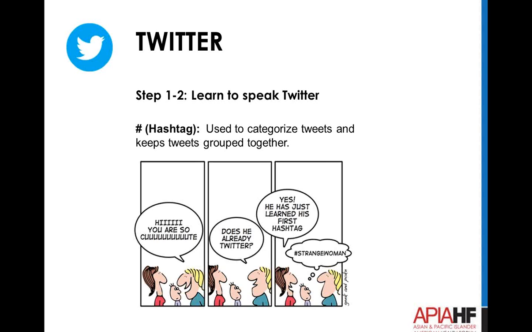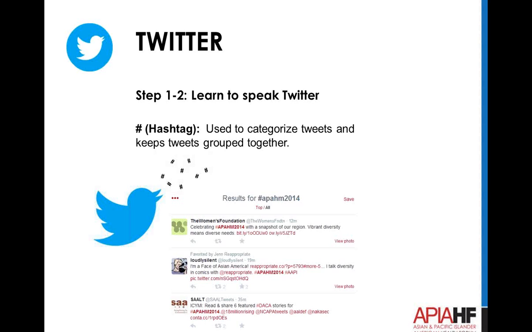So be very careful. I don't know if I mentioned what a hashtag is. A hashtag is used to categorize tweets and keeps tweets grouped together. There's the right way of using it, and then there's the wrong way. So here's the right way of using it. This month was dedicated to API Heritage Month, and the official hashtag was APAM 2014.